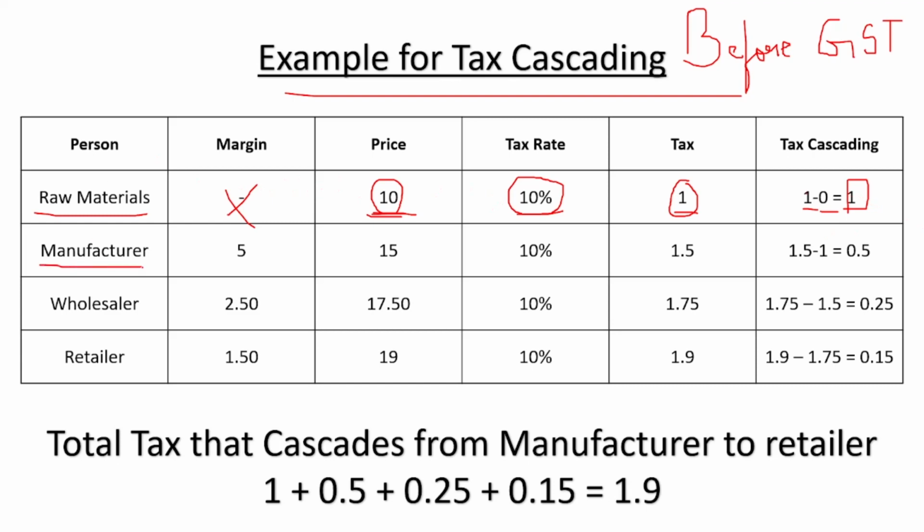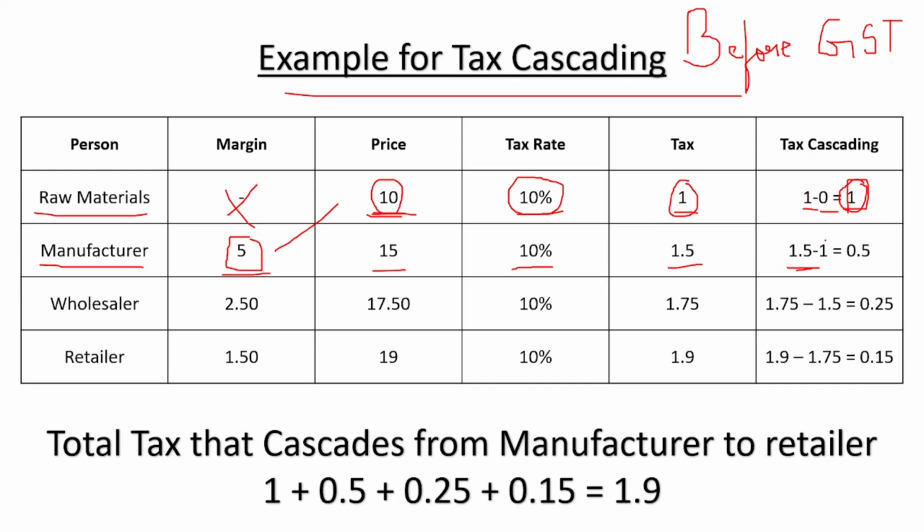Next, what happens? The manufacturer who has purchased the raw materials wants a profit, so he keeps a profit margin of 5 rupees. So 10 plus 5 becomes 15 rupees. Again he has to pay the 10% tax rate. So 10% on 15 rupees is 1.5 rupees. Now, for this 1.5 rupees, he has already paid 1 rupee.